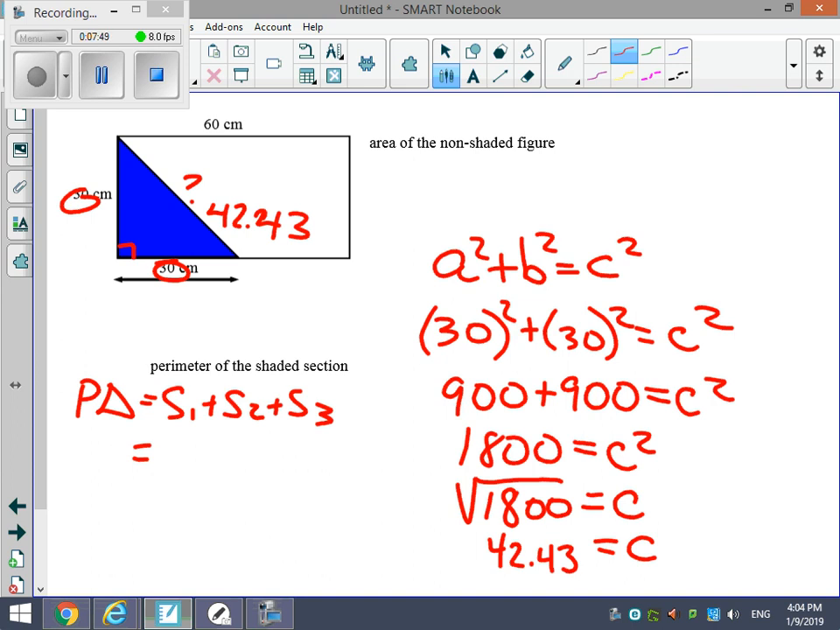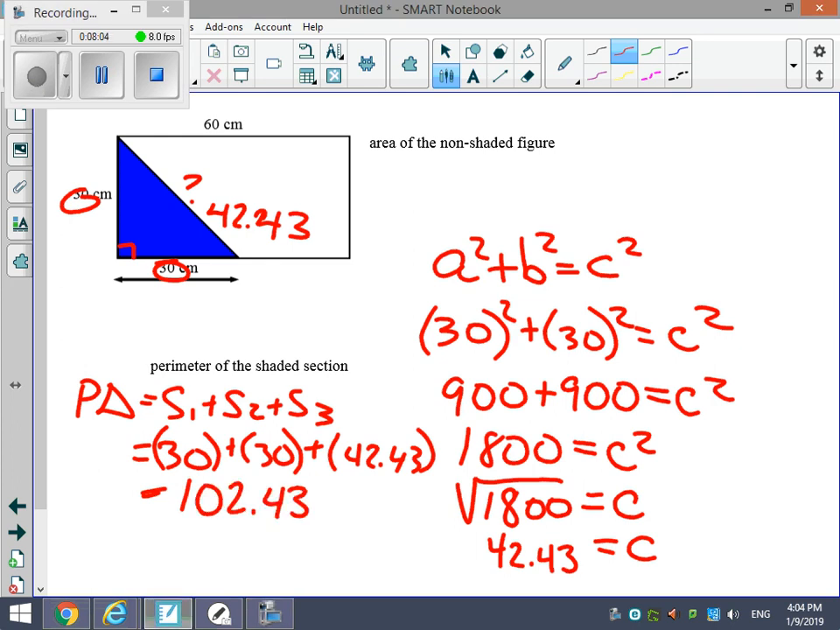And we get 30 plus 30 plus 42.43. And that equals 102.43 centimeters, because it is perimeter. So really a challenging question, but not so bad if we just came off our geometry unit and we just did all that work with Pythagorean theory. All right, next question.